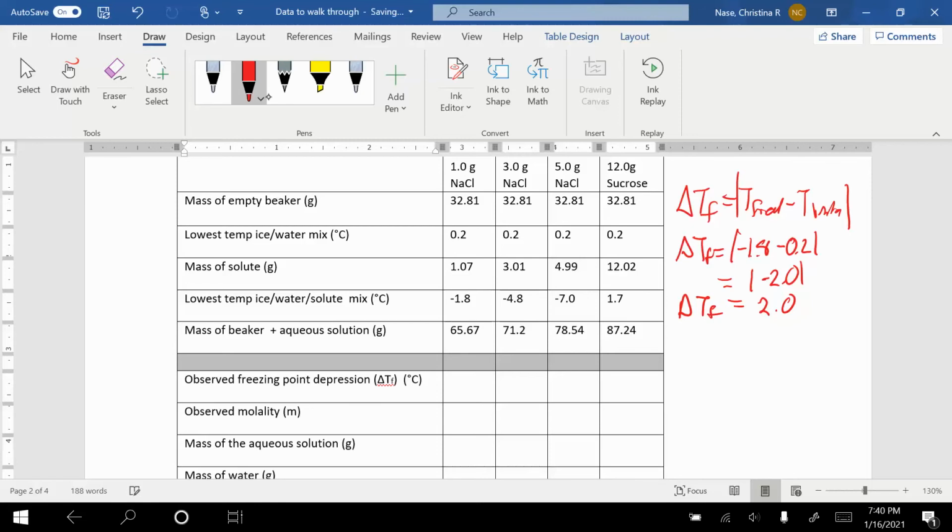Delta TF for this one is going to be 2. And you can just type right in there, but I flipped my keyboard around, so I'm just going to write in there. You can definitely type all this stuff up.